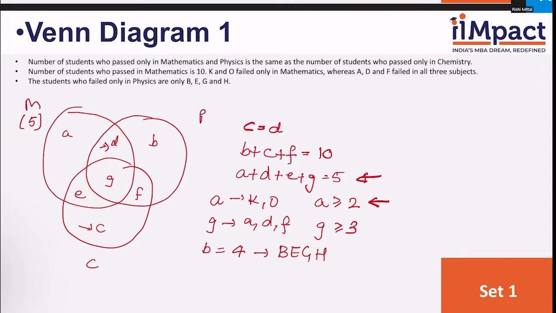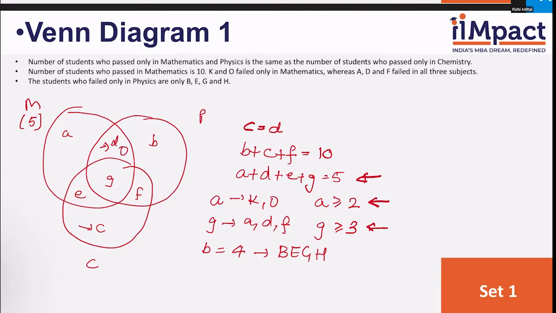A is greater than or equal to 2 and G is greater than or equal to 3. So these three equations will only hold when A and G take their own minimum values, right? So A has to be 2, and G has to be 3, correct? Which tells me that D and E are going to be 0.